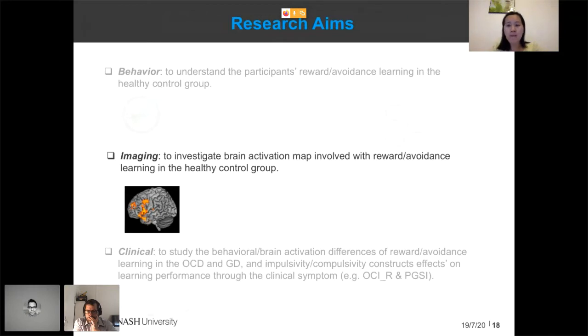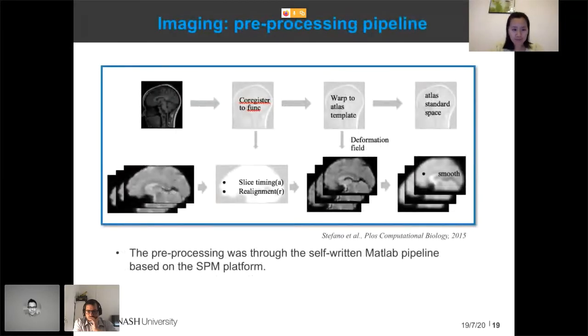Then next, at the imaging level, we are combining with the modeling. The fMRI data are used to investigate the brain activation map involved with reward and avoidance learning in the healthy control group.